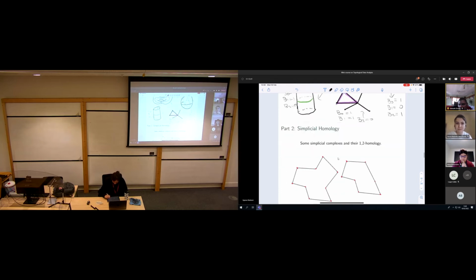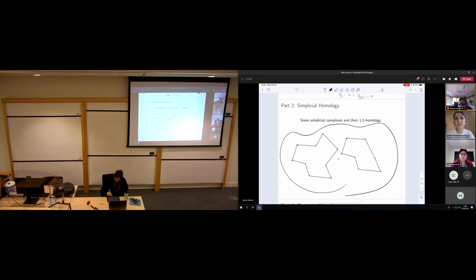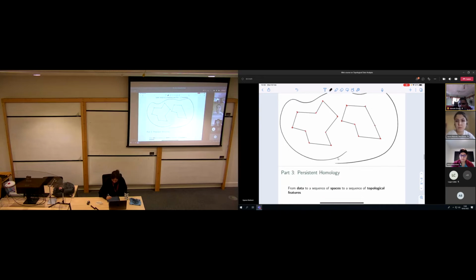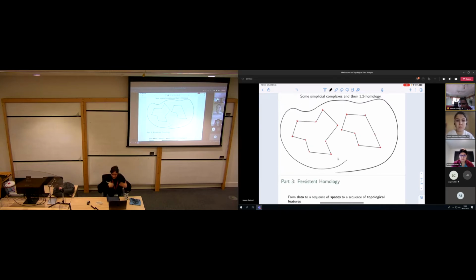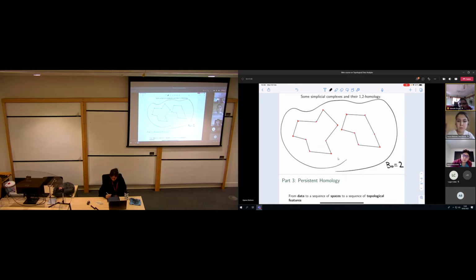All right, last example, just to show you something that's actually not connected, because that's something we are going to deal with in a minute when we pass from homology to persistent homology. If you consider these two cycles as a unique simplicial complex, this is an example in which we have B0 equal to 2, I have two separate pieces, okay? And B1 here is equal to 2 as well, because I have two independent holes, 1 and 2, okay? Any question here?